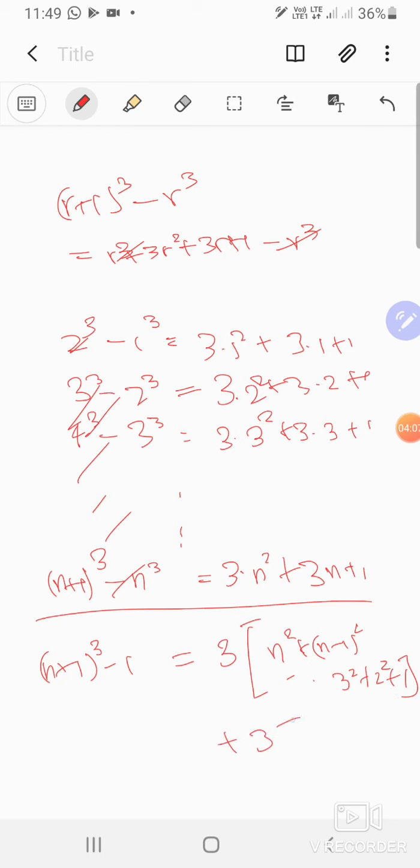Then you have 3, and then you get this thing, 1 plus 2 plus 3 all the way till n. Well, we know what that is. This is supposed to be n into n plus 1 upon 2, just from the previous proof. And then you get these ones. How many ones are there?